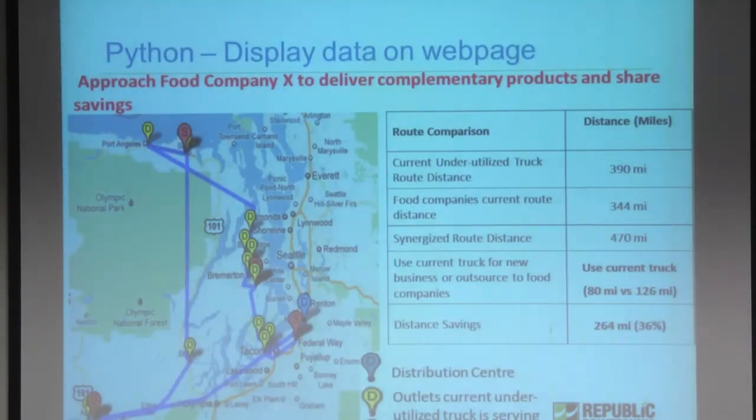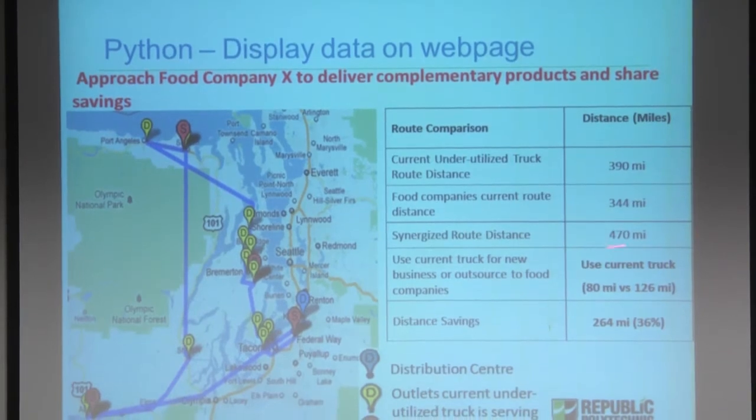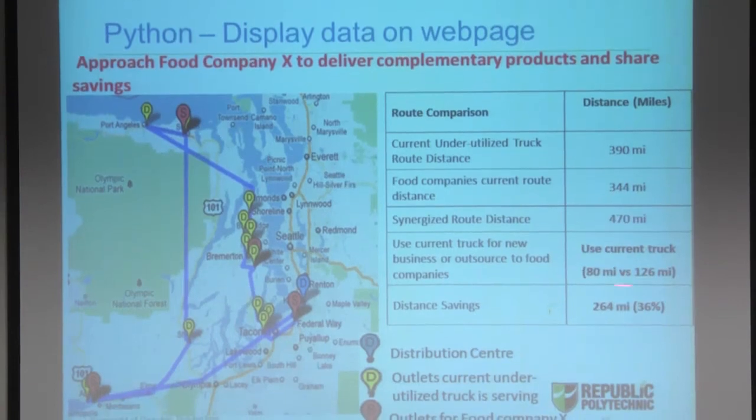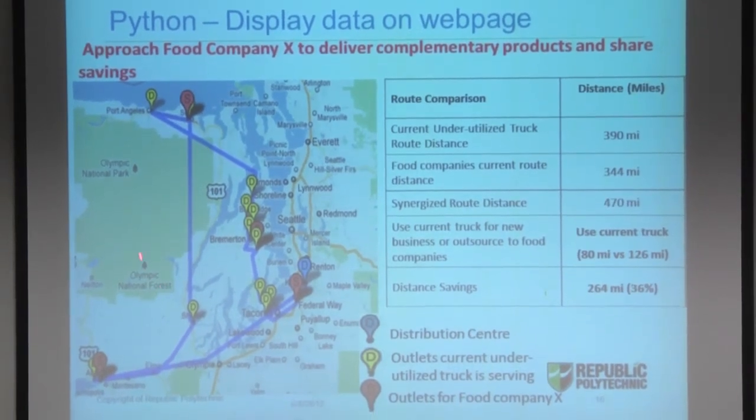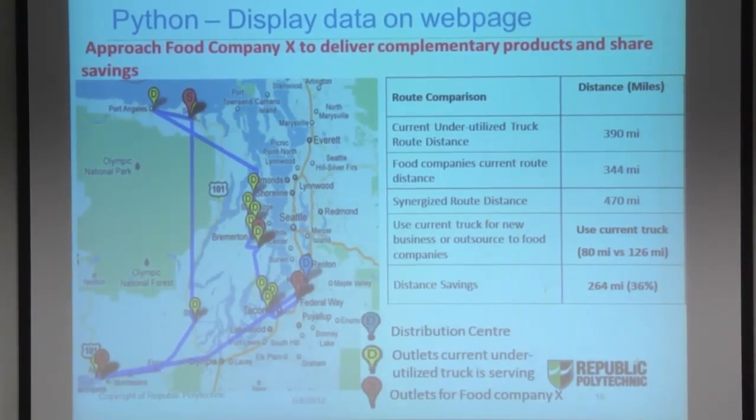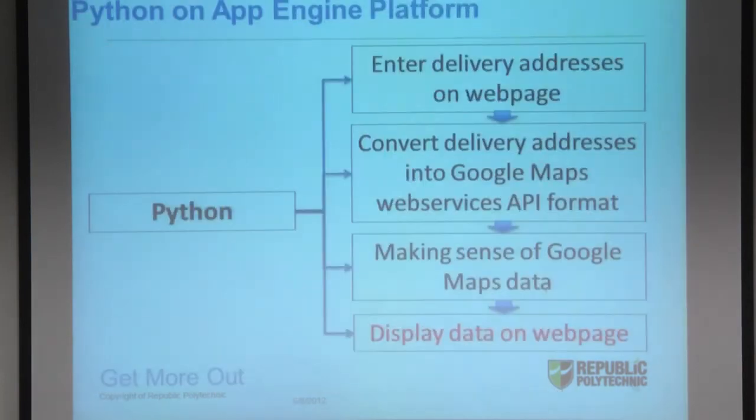Displaying data on the web page. This is what it comes to at the end. I get the distances. I get the synergized route distance from the space filling curve algorithm. I'm able to calculate the savings and use Google Maps API to generate a display for validation. Before you get the distance, you need to know the position of the truck.